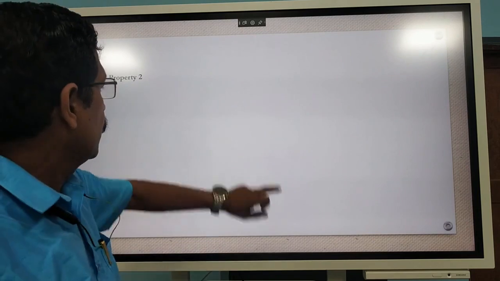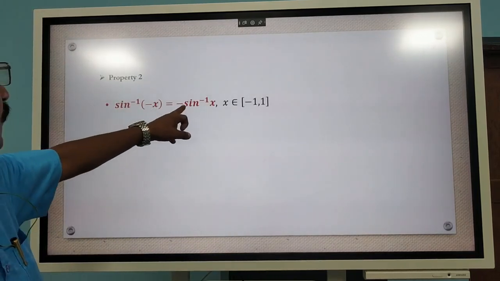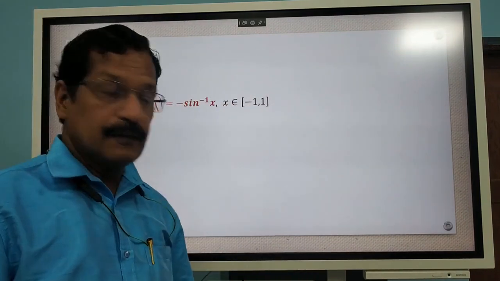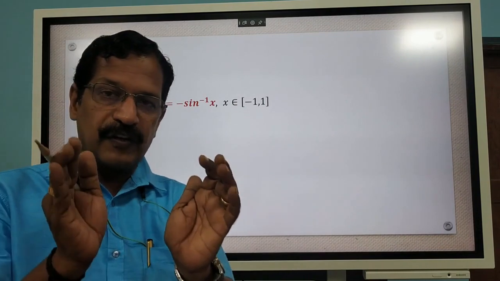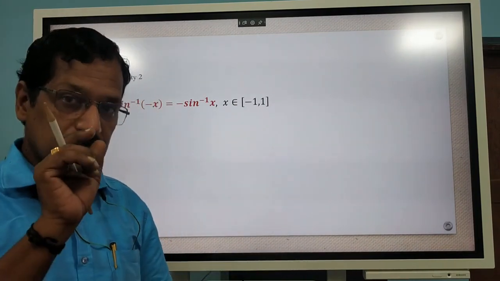Property number 2. Sin inverse of minus x is equal to minus sin inverse of x, where x is an element of the closed interval minus 1, 1. That is the domain of sin inverse of x.